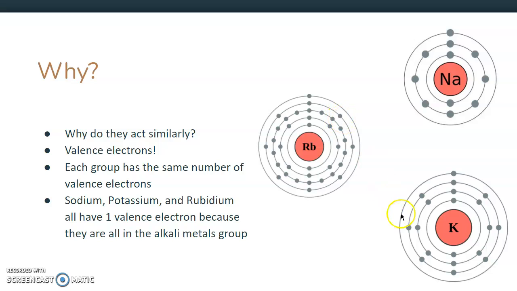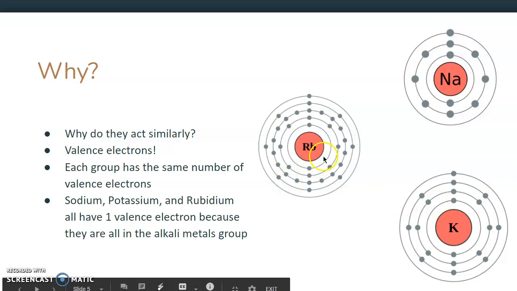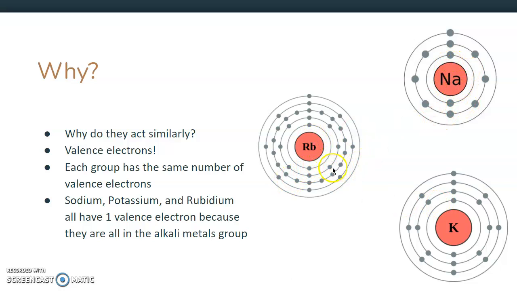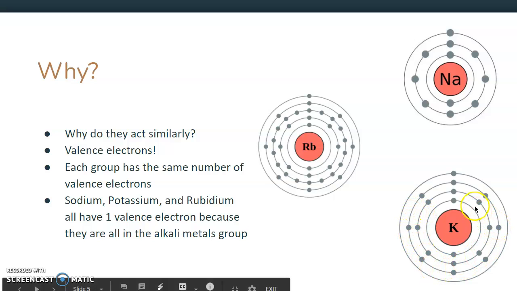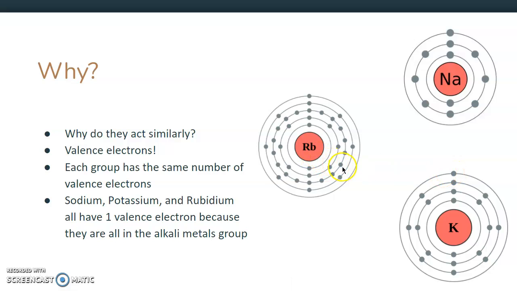As we can see, each one has different shells. So our first shell for all of them has 2 electrons. The next one has 8 electrons. And then we get to our valence shell in sodium, which just has 1. If we're in potassium, we have another 8 electrons before we get to our valence shell, which is just 1. In rubidium, we get into our transition metals. So there's actually 18 electrons in this shell before we go back to 8 electrons and then our 1 valence electron.